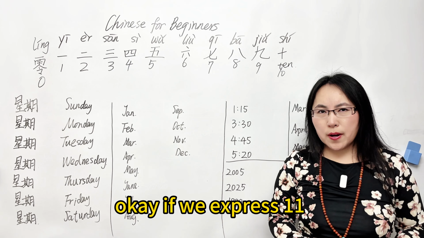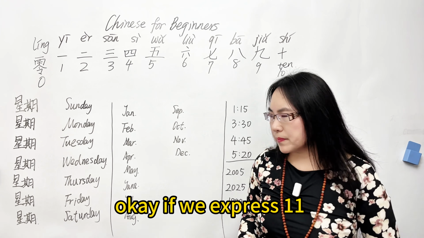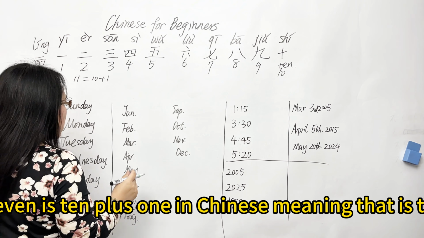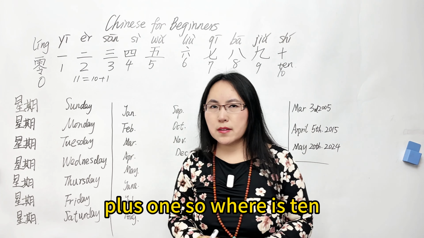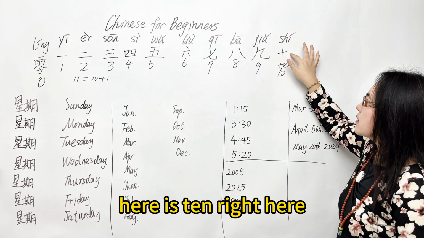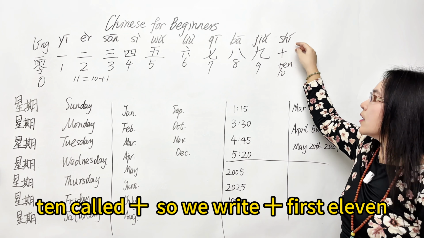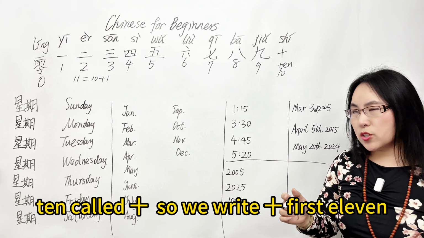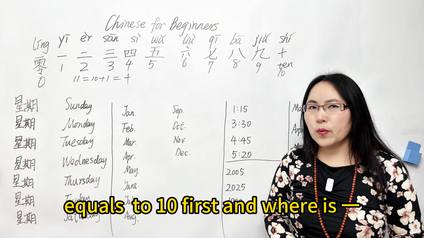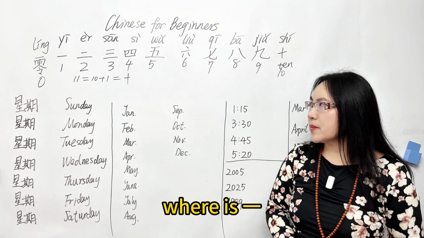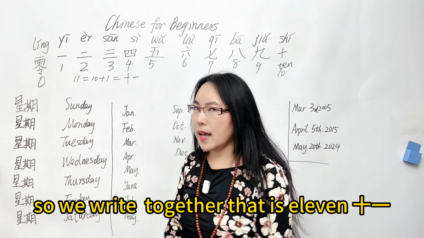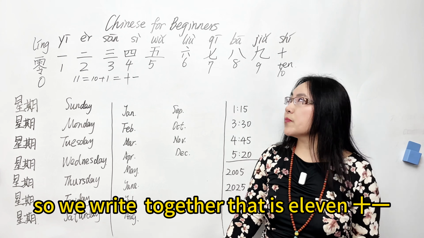Okay, if we express 11, 11 is 10 plus 1. In Chinese, that means 10 plus 1. So, where is 10? Here is 10, right? Here, 10 is called 10. So, we write 10 first. 11 equals 10 first. And where is 1? 1 is 1, yes. So we write them together, that is 11.